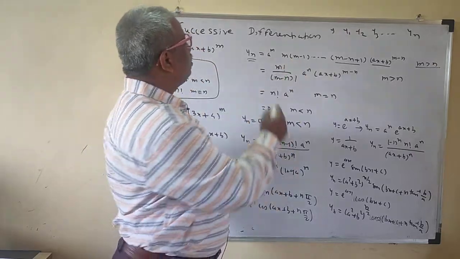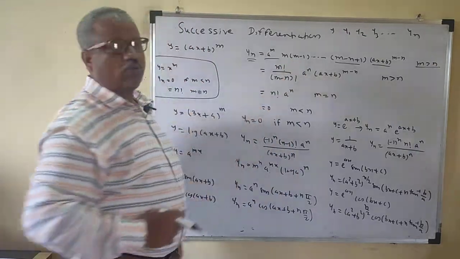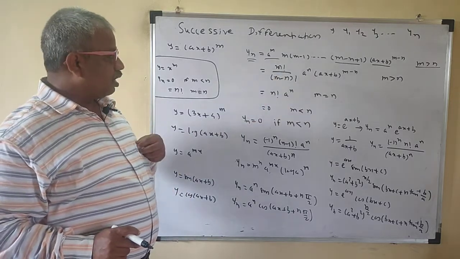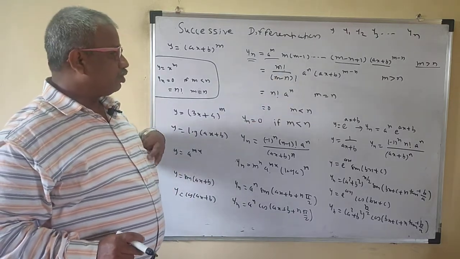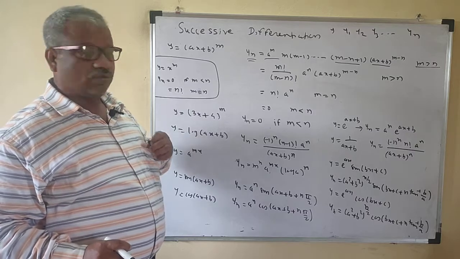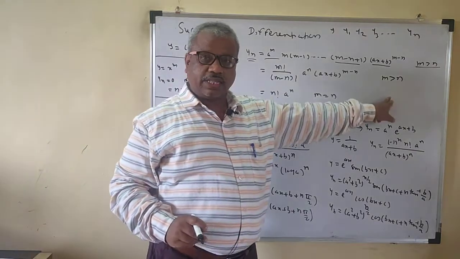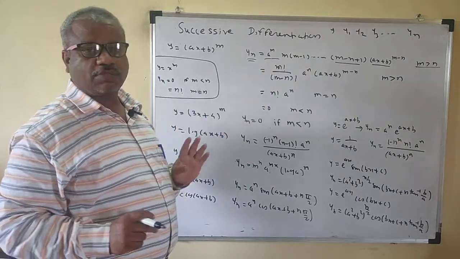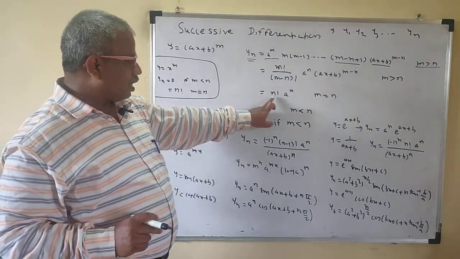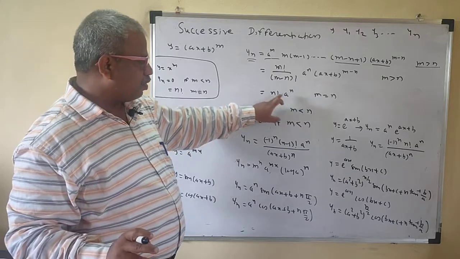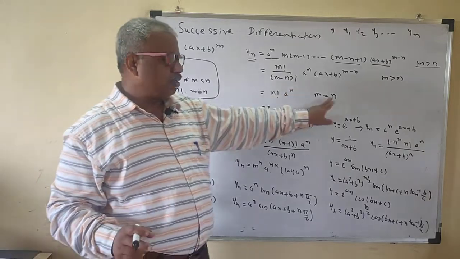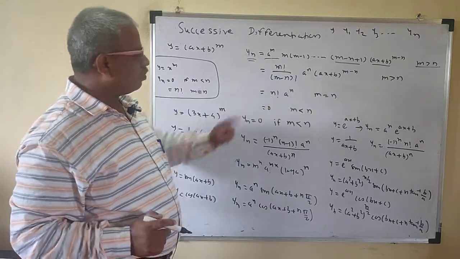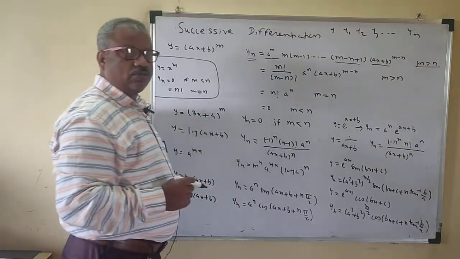In factorial notation, this is m factorial upon (m minus n) factorial, a raised to n, (ax + b) raised to m minus n, with m greater than n. These both are the same, but this one is not in factorial notation and this one is. Now if m is equal to n, we are finding the nth derivative, so we use n: n factorial a raised to n.